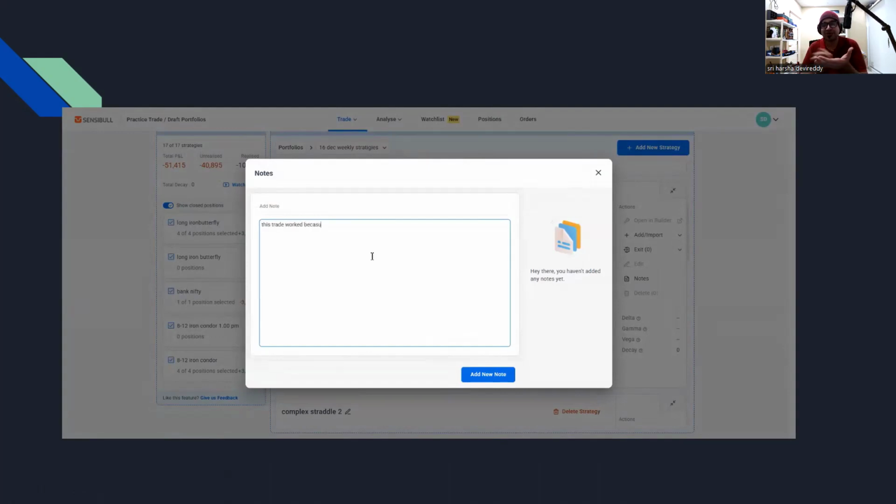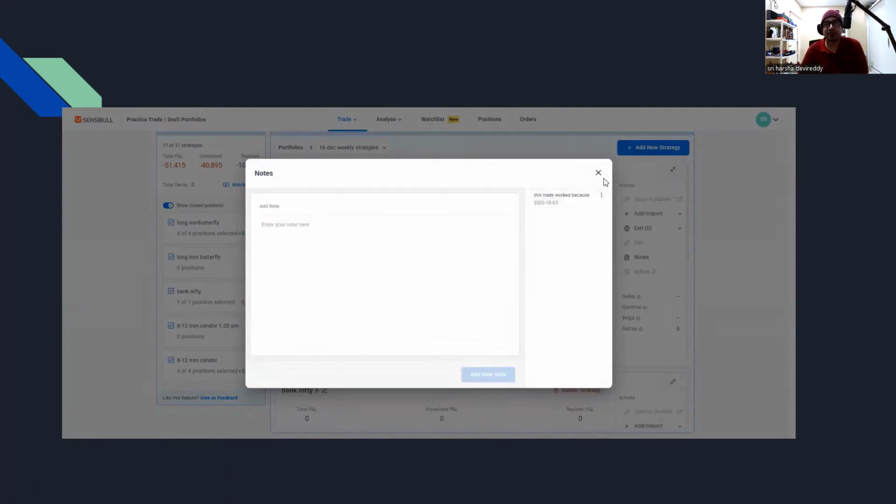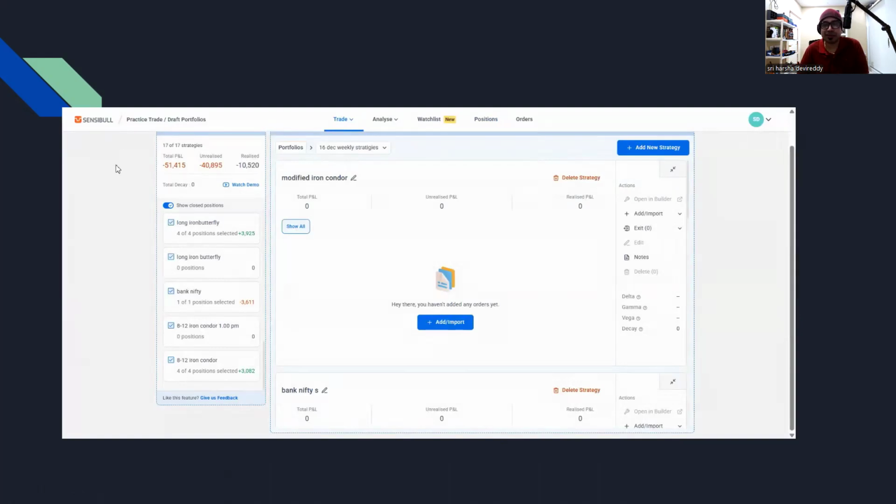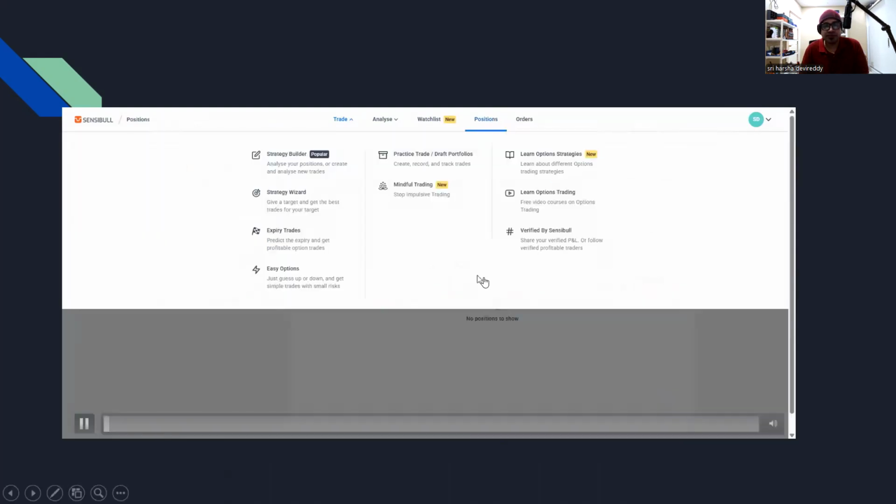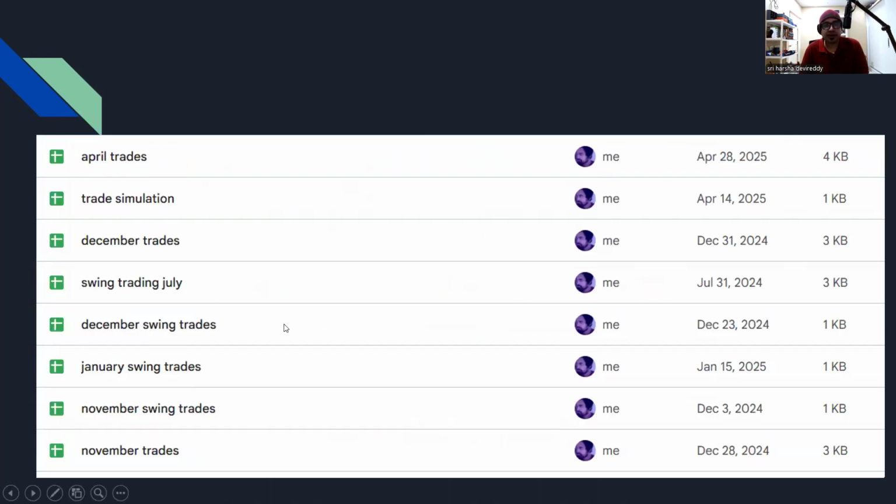Previously I used to note down on paper. So this trade worked because what happened? Okay, I made this adjustment. Why did I make this adjustment? Okay, so you can note that, and this is done in real time. You use fake money for this, but it simulates close to the real thing. So what will happen in real life, that will happen here also. Okay. Then I make a trade log.